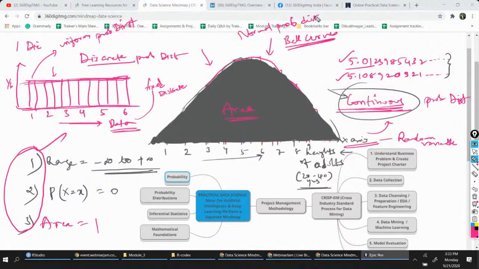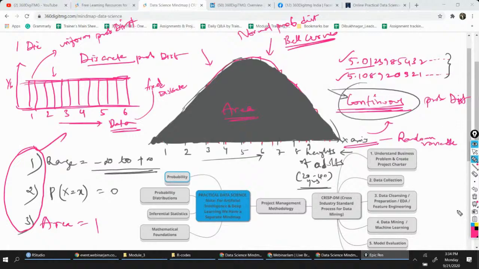This is just a name which is given, okay? Why normal? Because statisticians came up with this kind of study, the bell-shaped curve for all the data points which were being collected in normal conditions. There's no abnormality in this particular data.